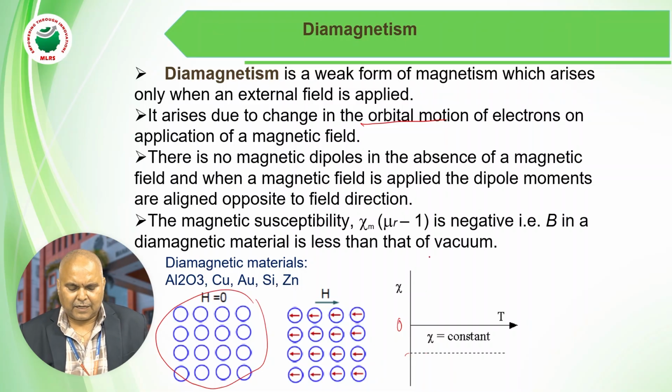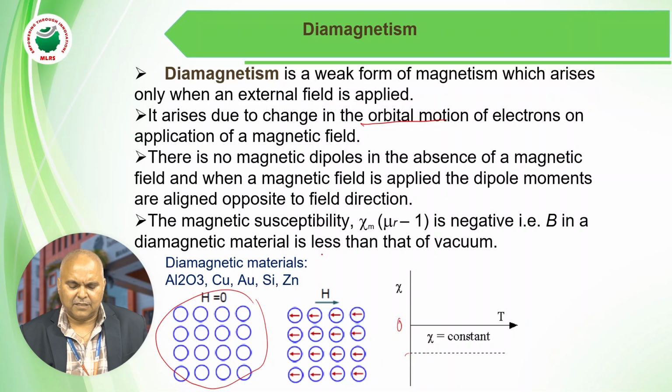And there are materials where we can get this type of diamagnetism. So aluminum oxide will show the diamagnetic behavior at a particular temperature. Copper also, gold and silicon and zinc. These are the materials that will show the diamagnetic property. So you can see if you apply the magnetic field, the spin alignment will be in the opposite direction. So it will move along the opposite to the magnetic field direction.